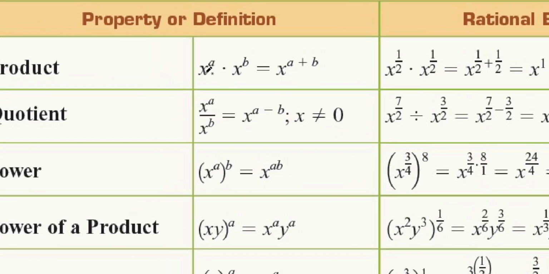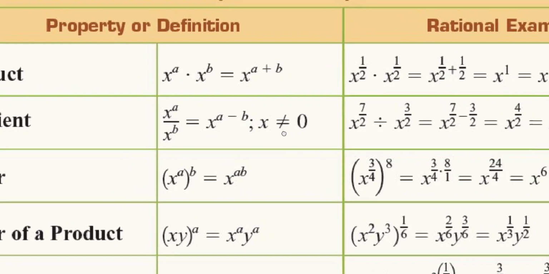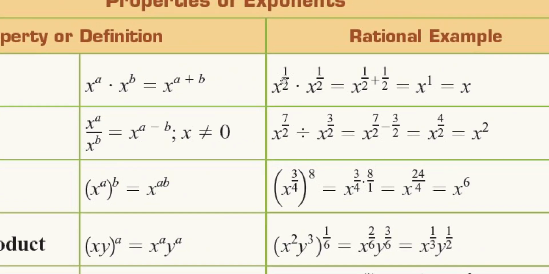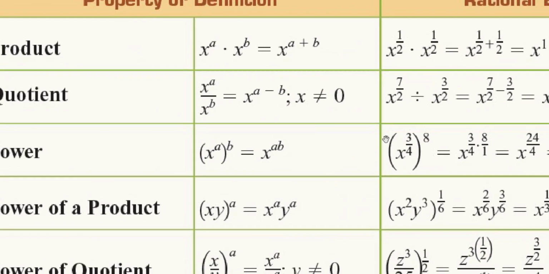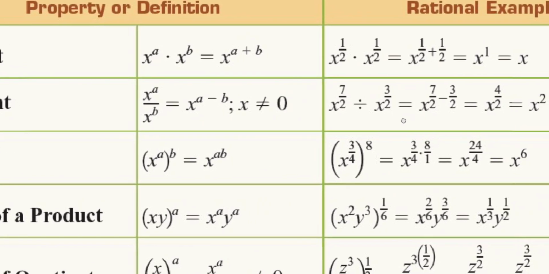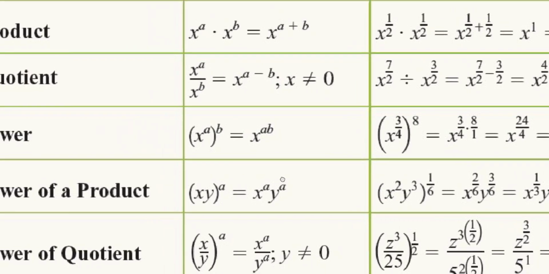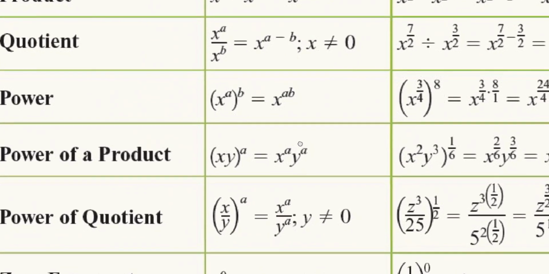All right? So x to the a times x to the b. What do we do with those exponents? We add them up, okay? So for instance, x to the 1/2 times x to the 1/2. You add the exponents, half plus a half is 1, so it's x. Easy. Quotient, what do we do? Subtract them. Take the top one minus the bottom one. And that just gives you an example right there. This is straight from the book, okay? I literally did a screenshot of that thing, so it's right from the book.